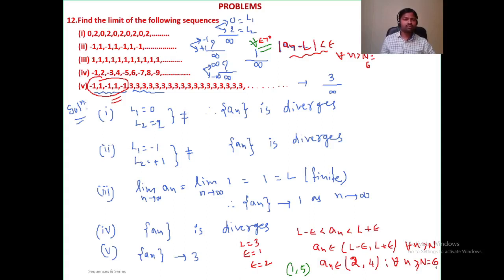So therefore we need not worry about the first few terms. First few terms means before the sixth term onward. Before sixth means the first 1 to 5 terms. The first 5 terms we need not worry about for this particular problem. So infinitely many terms need to satisfy the given condition. Therefore the given sequence converges to 3.